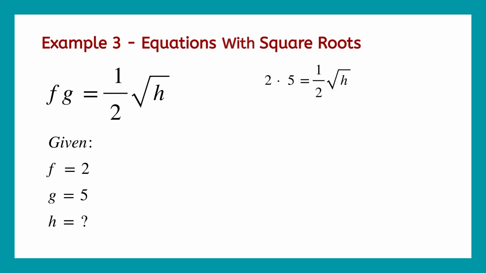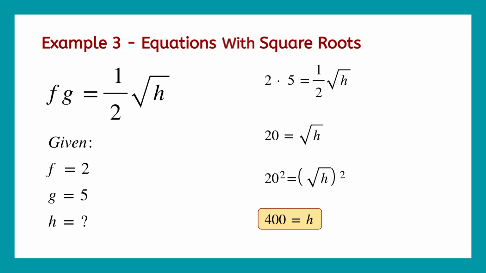Well, now that we've plugged in, we can go ahead and simplify. 2 times 5 is 10, and then we get rid of that fraction by multiplying both sides by 2, and we get 20 is equal to the square root of h. Remember, we always get rid of our fractions by multiplying by the denominator. So we get 20 equals the square root of h. How do I go the opposite direction of a square root? Well, I square it. So I'm going to get 20 squared is equal to the square root of h squared. Anytime I have the square root of something squared, it just goes away and I just get h. And then 20 squared is going to give me 400. So we get that 400 is equal to h.